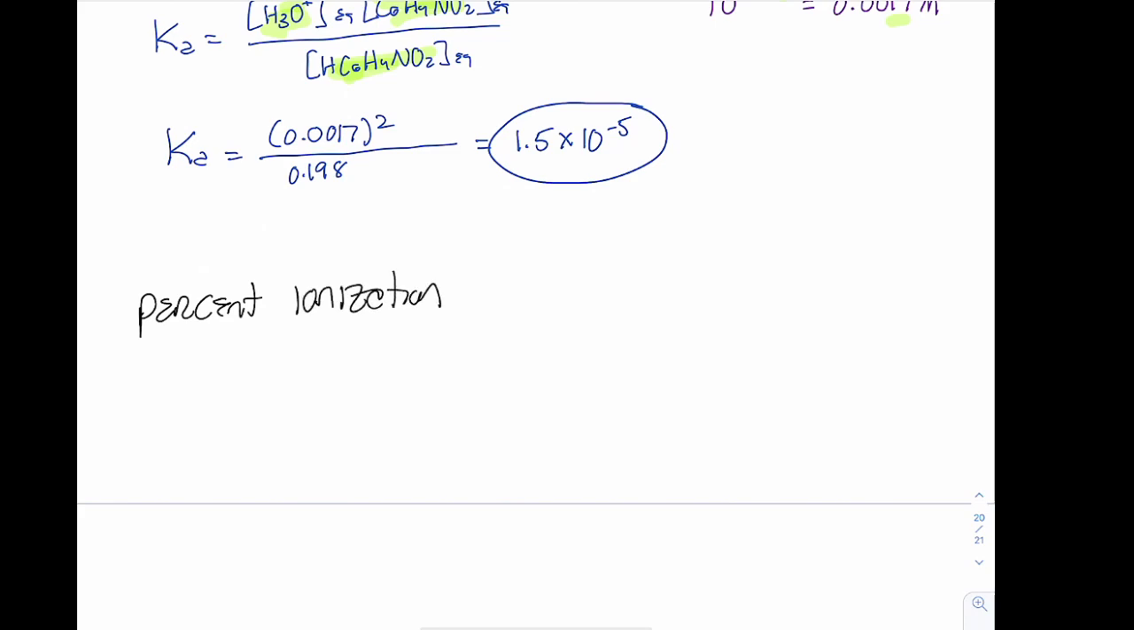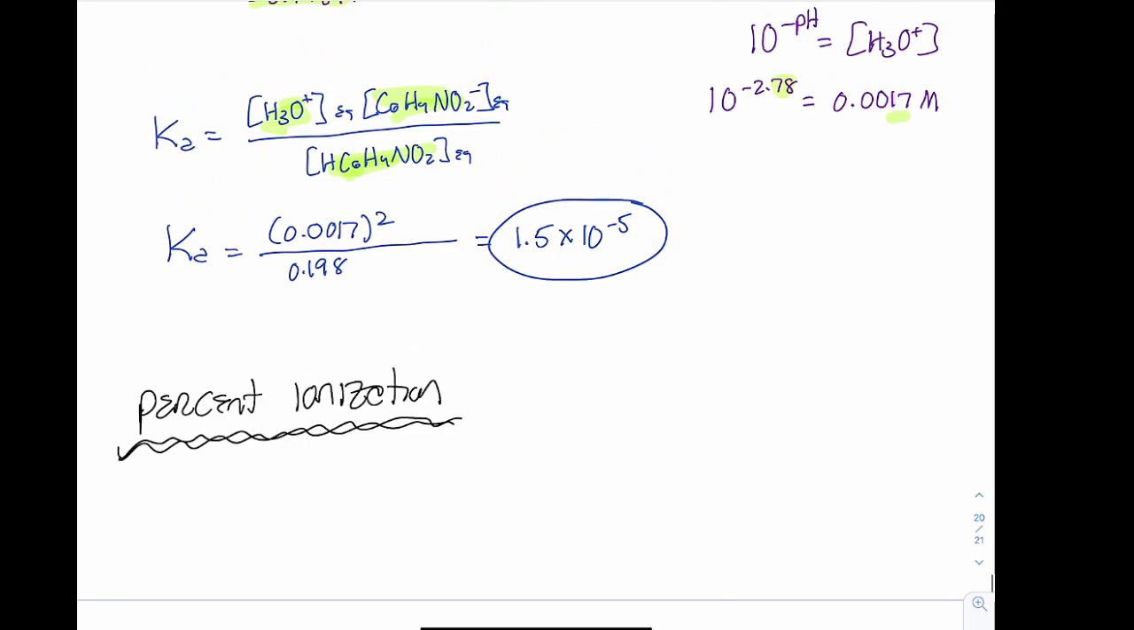The stronger the acid, remember, the more ionized it is. So the larger the value we have for its percent ionization, the stronger our acid. You can also look at Kas, right? The bigger the value for Ka, the stronger the acid, because the more products I have, right?